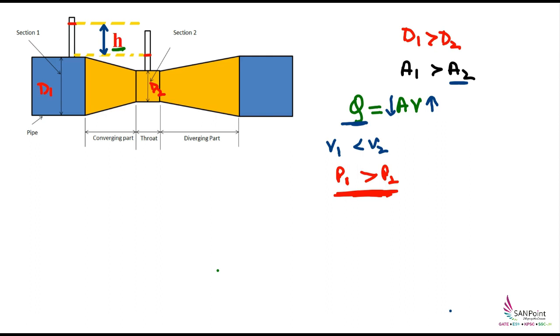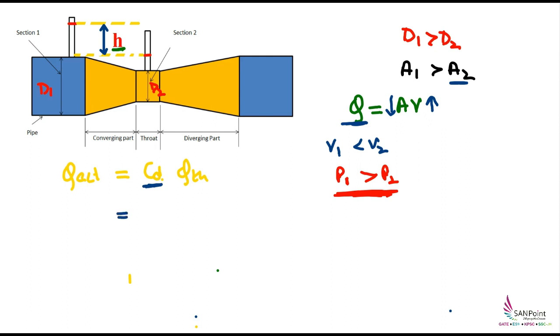So for that we have a formula. What is the formula? Q actual is equal to CD times Q theoretical. Now this CD is called the coefficient of discharge, and it denotes that there is some variation between the actual discharge and the theoretical discharge that we are going to compute. Now why is there a difference? The difference is simply because of the losses that occur due to the change in section. So due to this, the loss will be there. That's why the actual value will not be equal to the theoretical value.